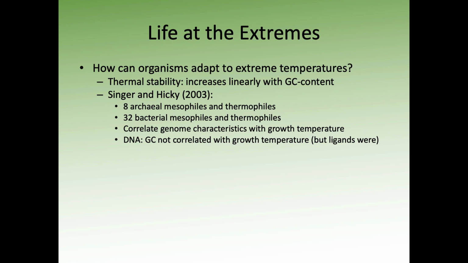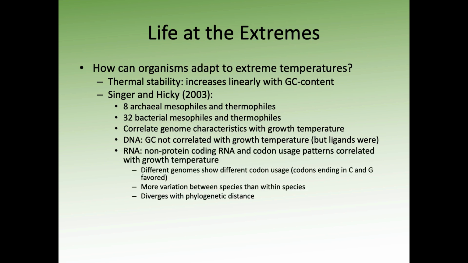We know that chemically, the higher GC content your genome has in it, the more stable the DNA will be. But this did not necessarily mean that it's going to be more closely associated with the ideal growth temperature for these organisms. But instead, there were other things that helped establish DNA stability, like various DNA binding ligands. Those tended to track better with the system.